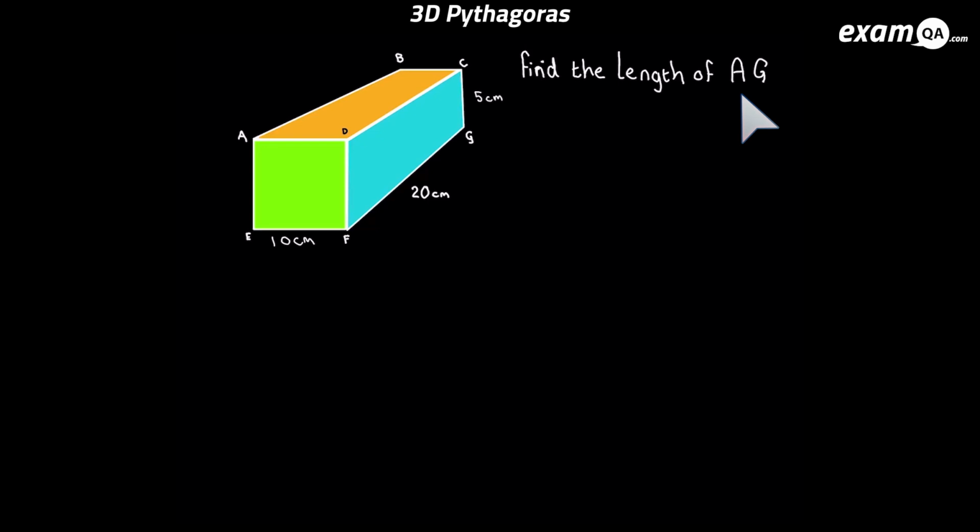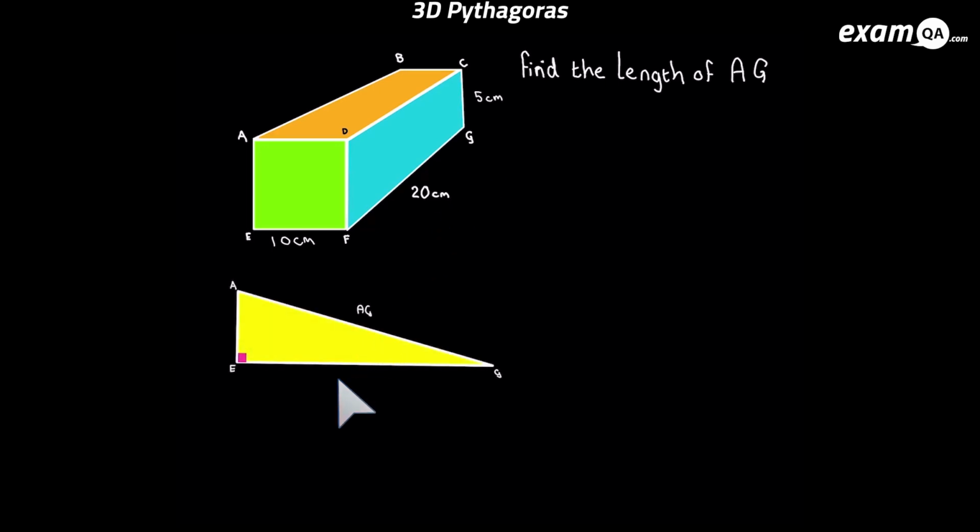Okay, so we need to work out AG, which is the very long side. The first step of this method is to draw a right angle triangle which has the length AG in it. Now take a moment to think about a triangle which will have the length AG in it. And the best one to do would be AEG. The triangle AEG would be a right angle triangle. So here I've drawn the triangle AEG, and it's got that side which we're trying to work out on that triangle, AG.